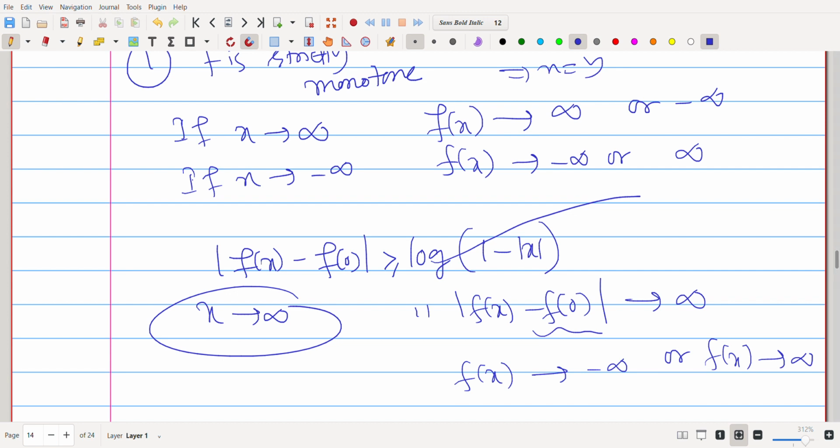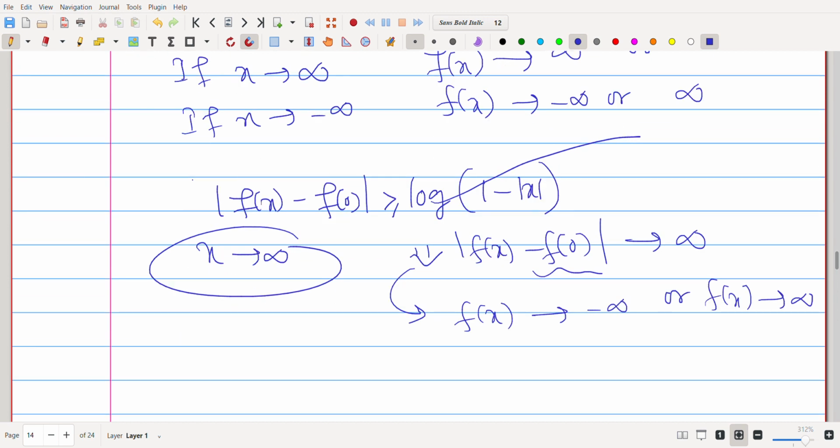So from this line I can conclude this line because f is strictly monotone. It may happen that fx goes to negative infinity, so that mod fx minus f0 goes to infinity because we are taking mod, or fx goes to positive infinity. So mod fx minus f0 tends to infinity. Here it is very important that f is strictly monotone.